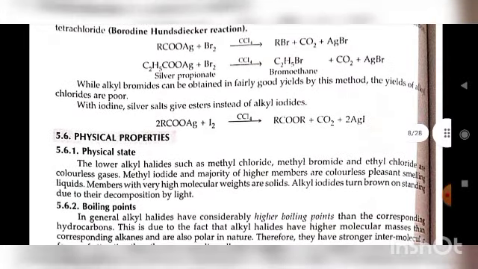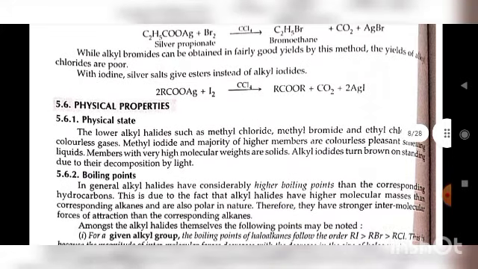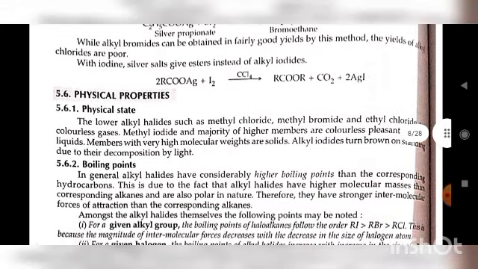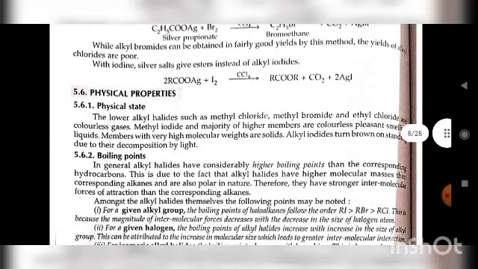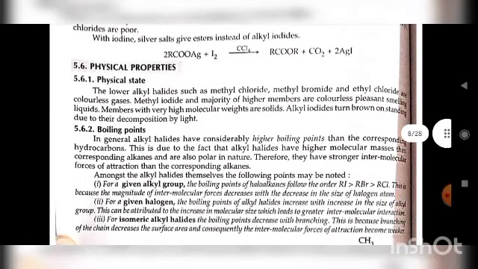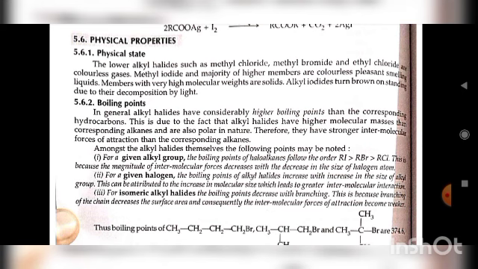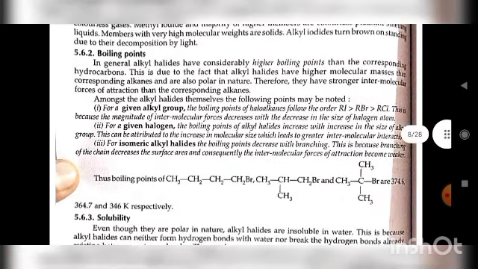Physical properties. The lowest alkyl halides such as methyl chloride, methyl bromide, and ethyl chloride are colorless gases. Methyl iodide and the majority of higher members are colorless, pleasant smelling liquids. Members with very high molecular weights are solid. Alkyl iodides turn brown on standing due to their decomposition by light.